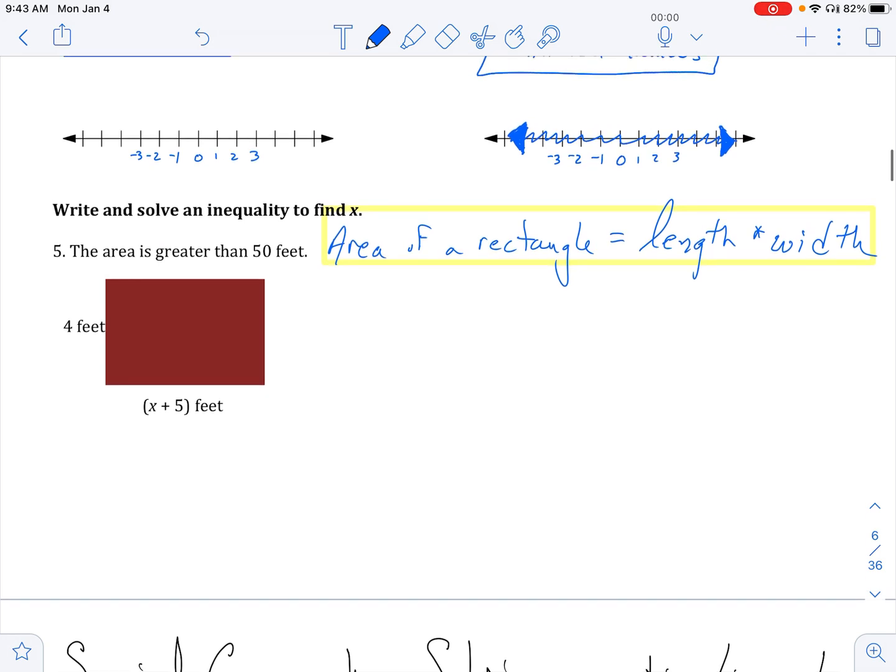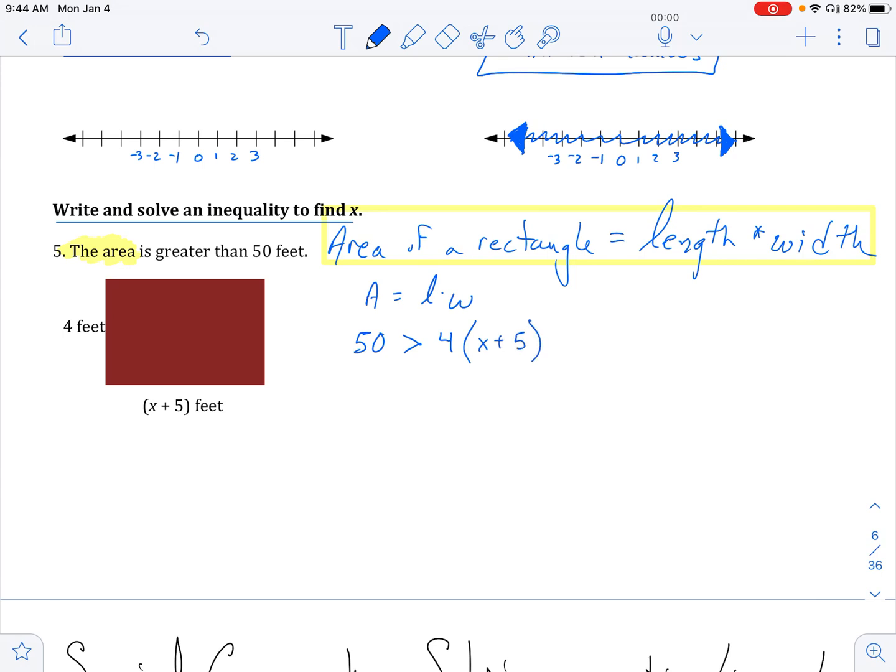Problem number 5 says, write and solve an inequality to find x. This problem talks about finding the area of a rectangle, and it tells you that the area is going to be greater than 50. So we first have to review that area is related to length times width. That's the area of a rectangle. What we know here is that the area is greater than 50. So I'm going to write 50 as my area is greater than the length times the width. In this case, 4 is my length, and my width here is x plus 5.